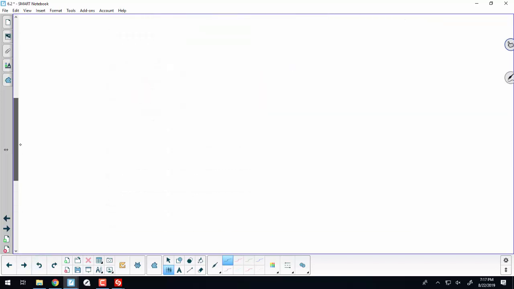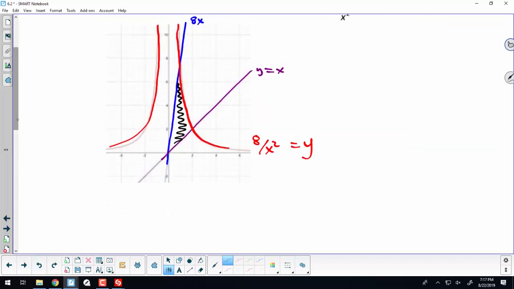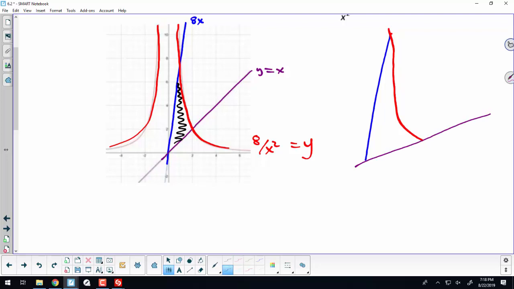So how much space do I have? So let me enhance that. All right, that may be too much. But that's the area, we're trying to find the area of that region right there.